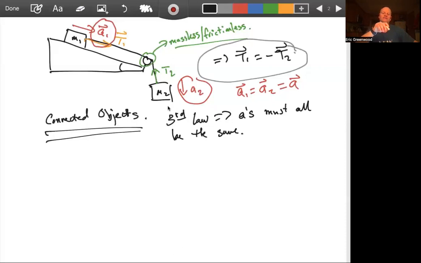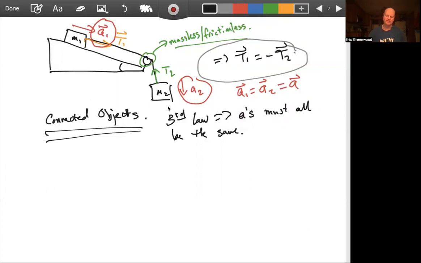Now, again, this is only true, at least T1 is equal to negative T2, if, again, this thing is massless and frictionless. But in the case where it is massive and has friction, the acceleration still being the same is exactly true based off of Newton's third law. So ultimately, what Newton's third law ensures is that the accelerations of all the objects which are connected to each other are all going to be the same. So we can then use that to determine, say, the acceleration of our system.